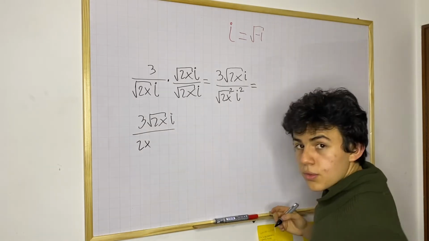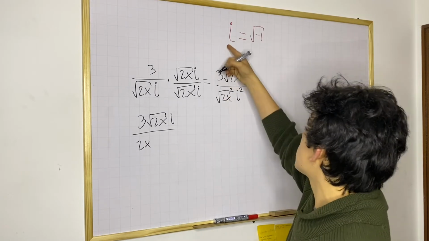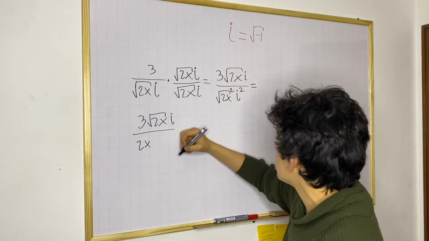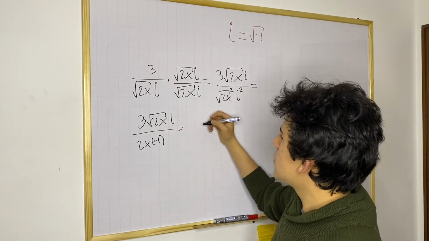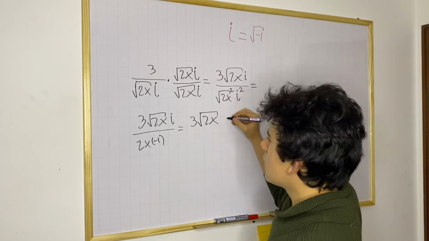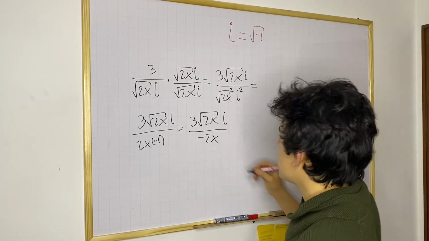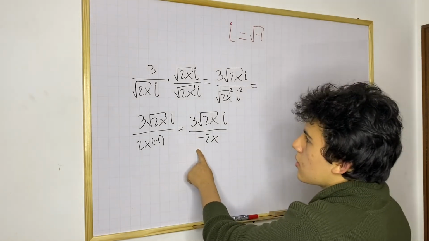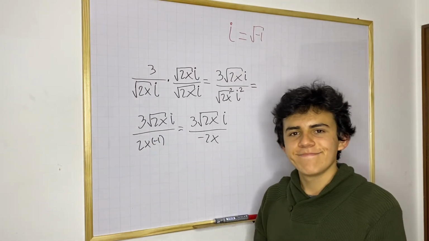Now we know i squared is equal to minus 1. Because of this, you square this, the radical goes out, so you would get times minus 1. And now the top is the same, so we get 3 times the square root of 2x times i over minus 2x. And this is the answer we're looking for in simplifying the expression.